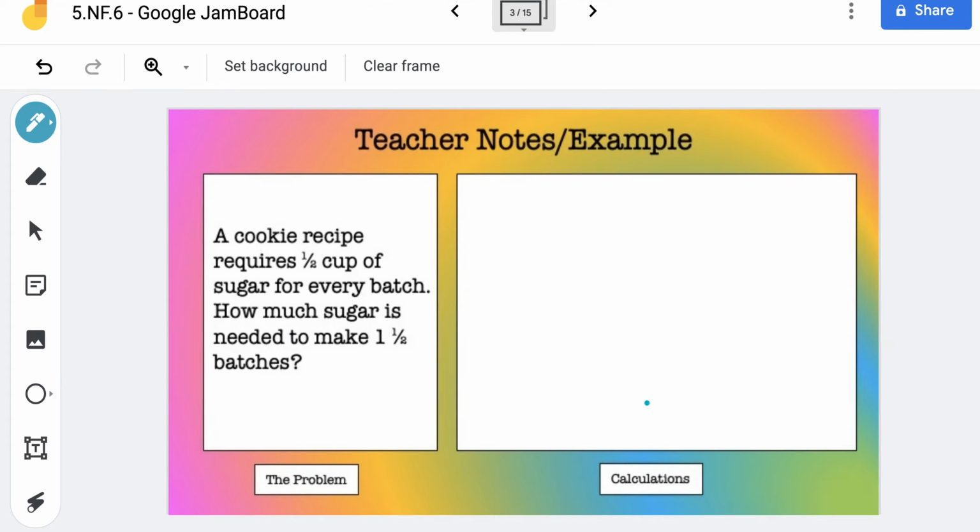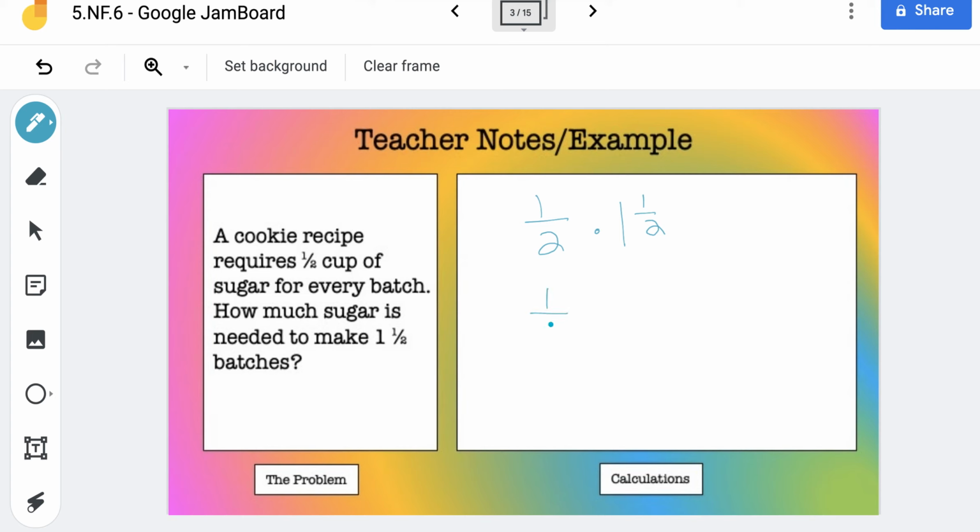And for this one, it says a recipe cookie requires 1/2 cup of sugar for every batch. How much sugar is needed to make 1.5 batches? All right. So we know that you need 1/2 cup for one batch. So we want to know how much you need for 1.5 batches. So for this one, we're going to multiply 1/2 times 1.5. And then to do that, we need to make 1.5 improper.